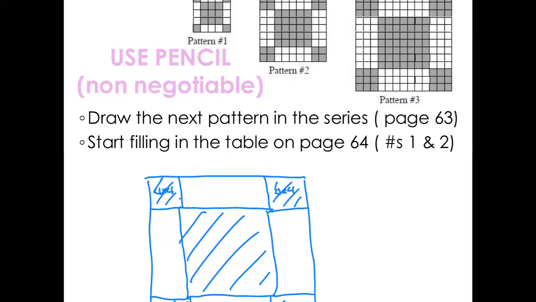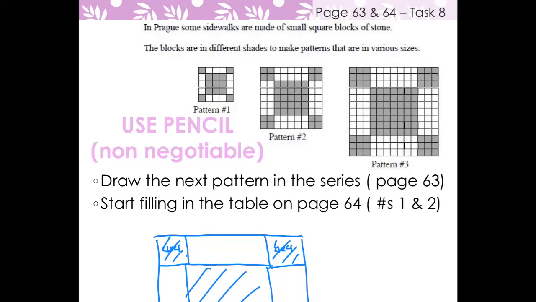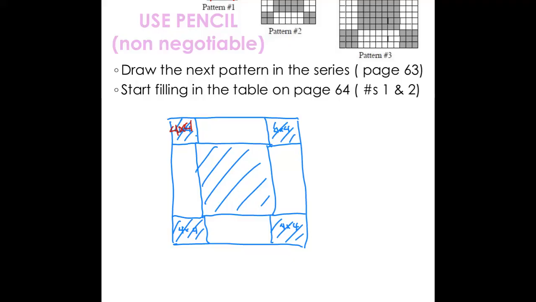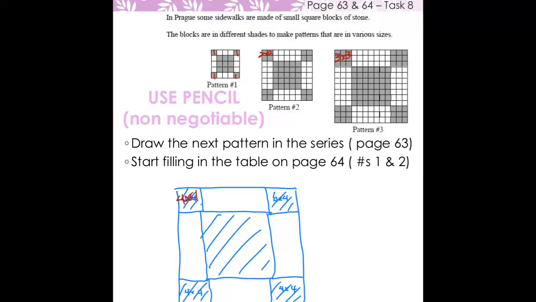So let's take a look at this pattern here. So in the corners here, we have a 1 by 1, right? All the way in the corners. Here we have a 2 by 2. Here we have a 3 by 3. And here we have a 4 by 4, right? So I do see that each of the corners is going to have 16 blocks that are colored in.